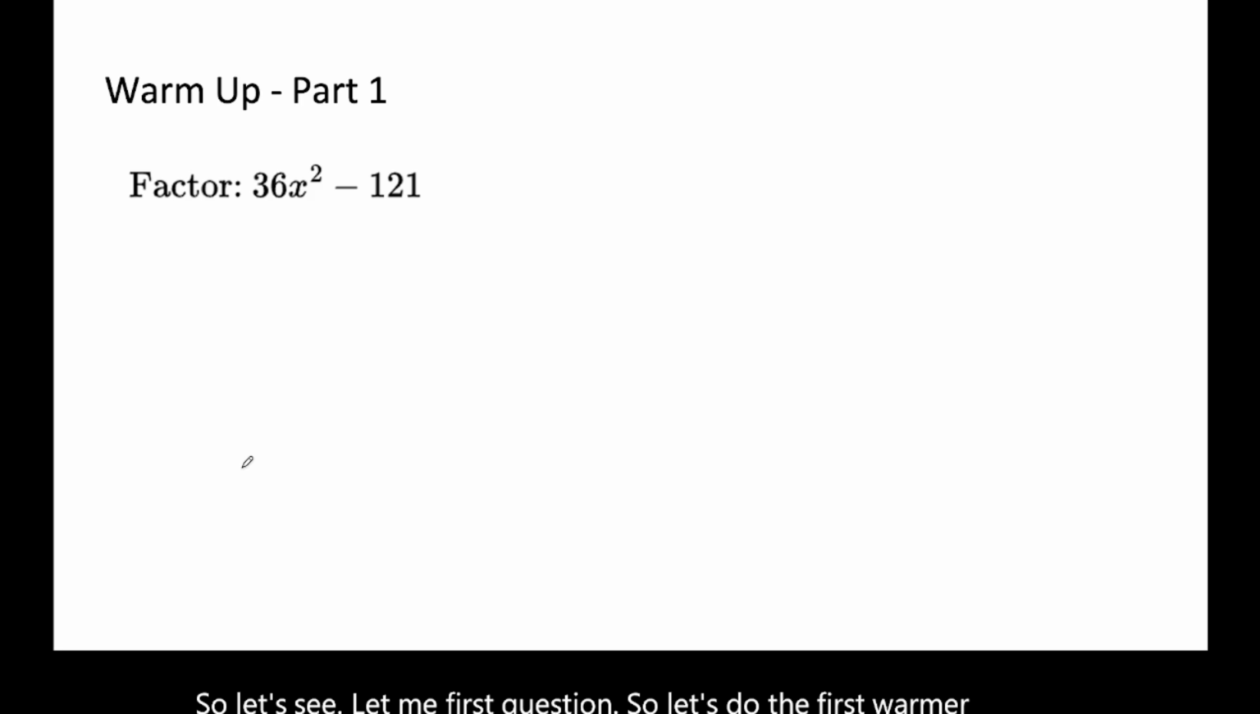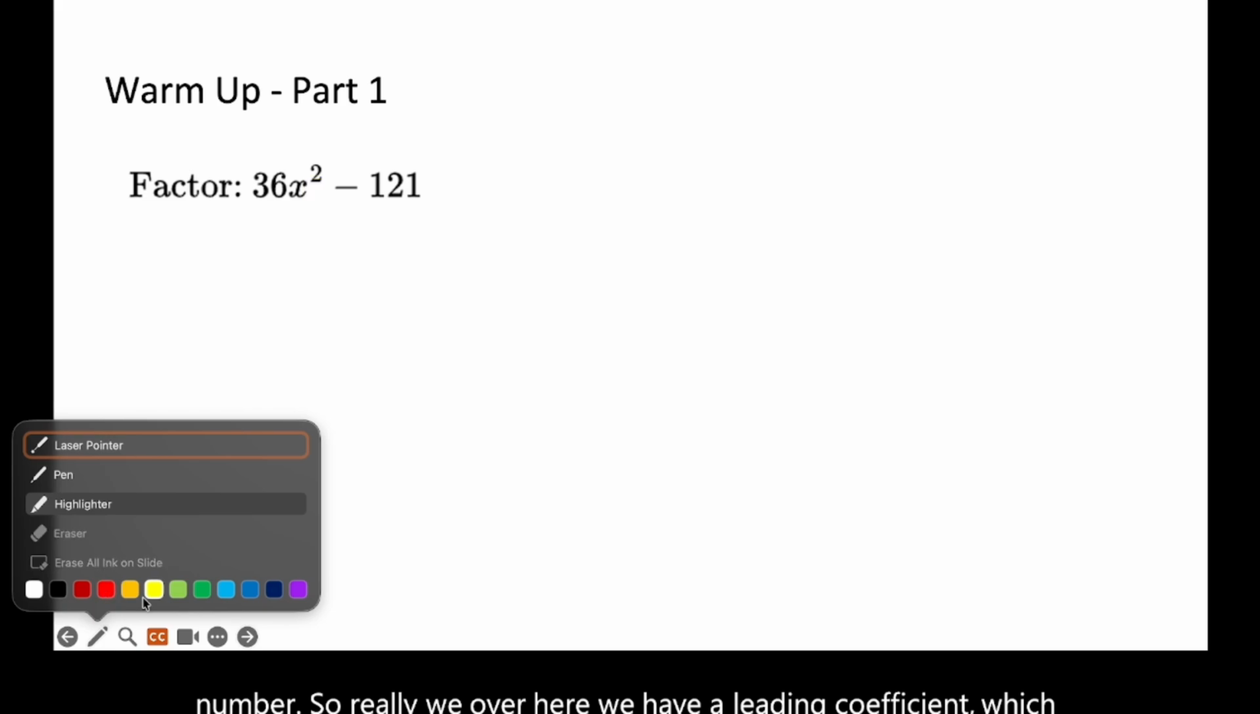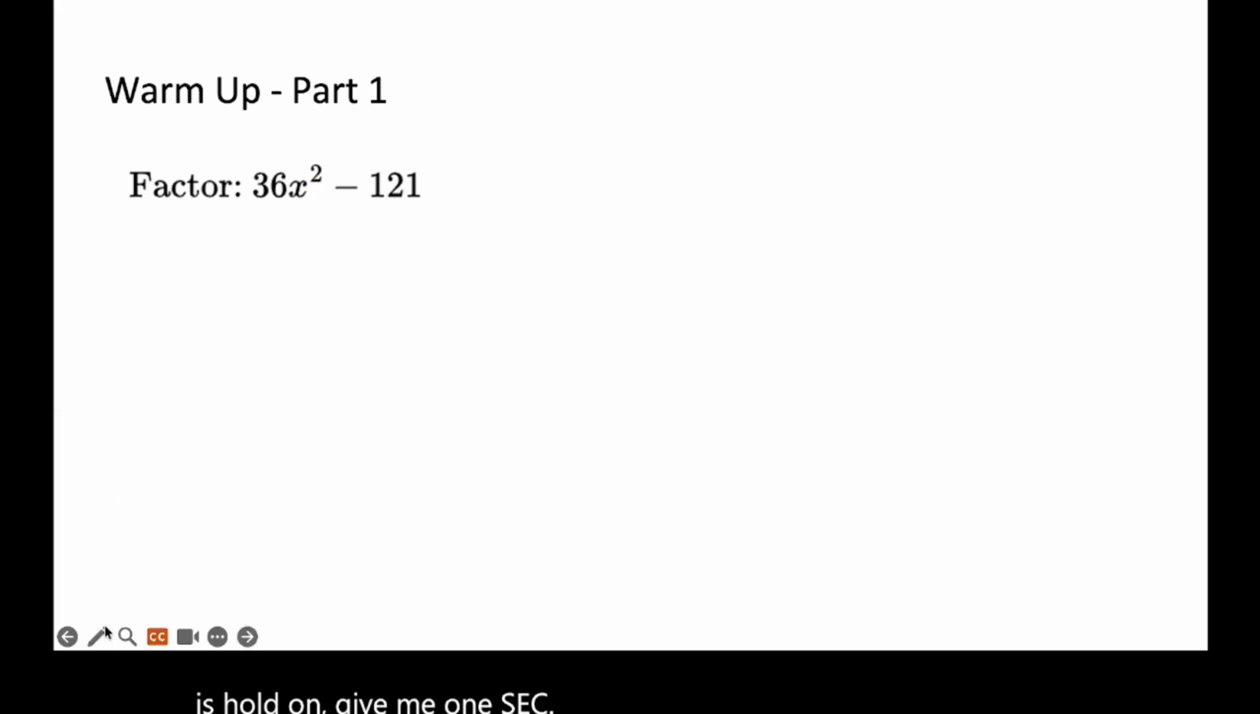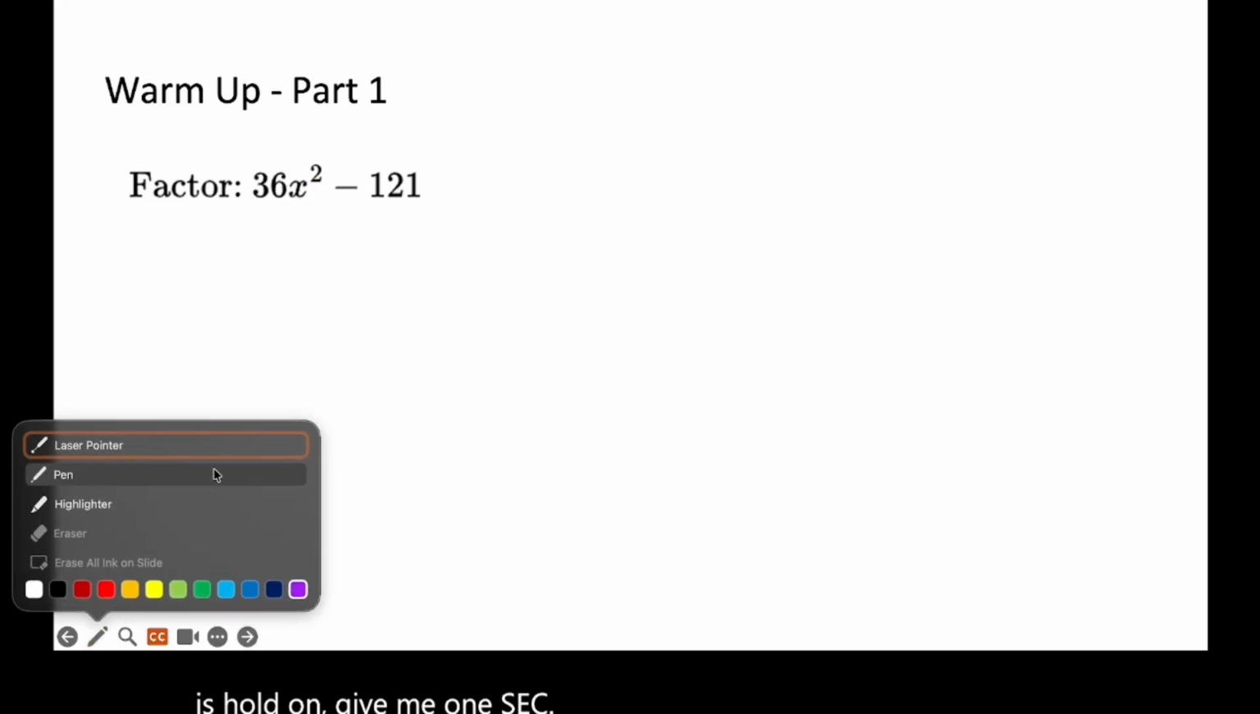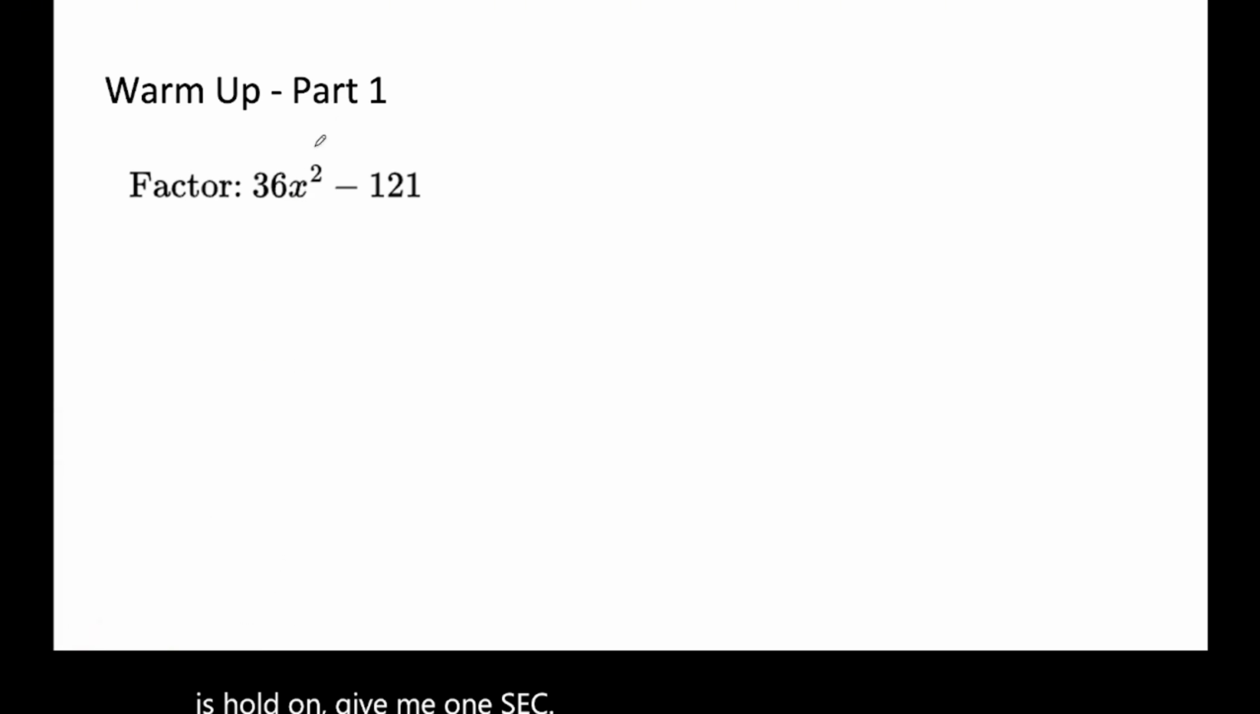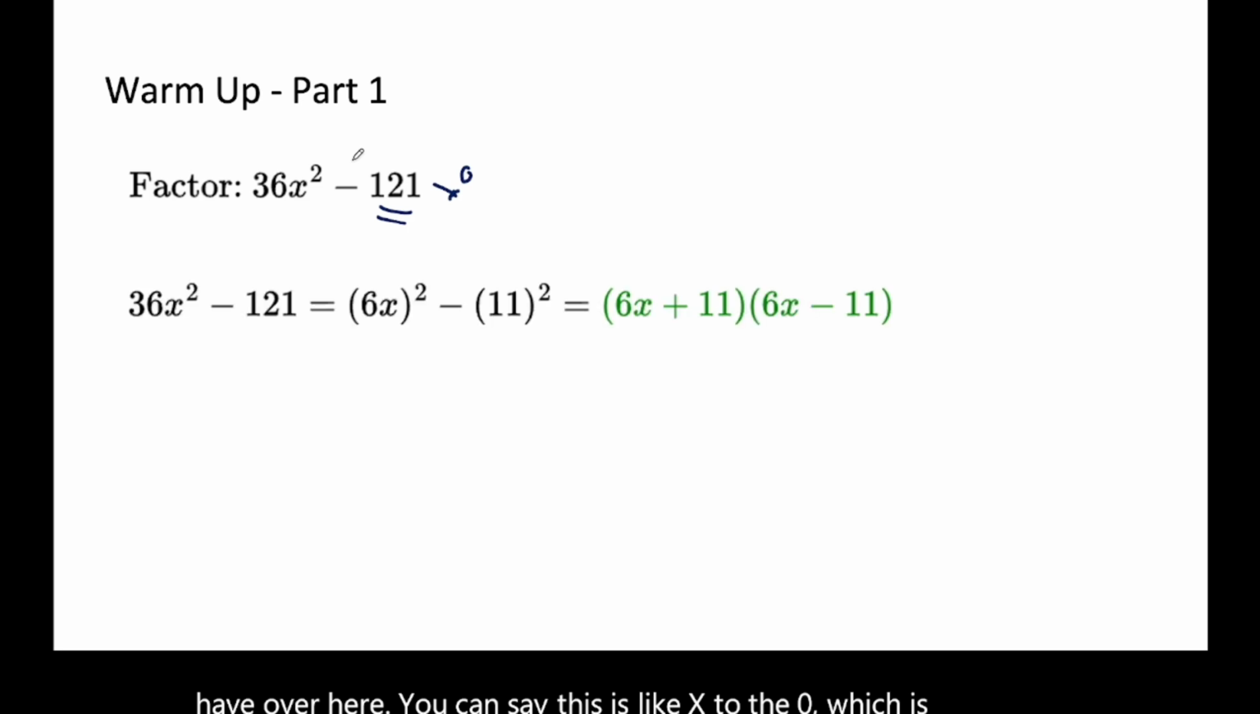So over here we have a leading coefficient, a constant, and a degree of 2. That's the highest degree term that we have over here. You can say the constant is like x to the 0, which is essentially equal to 1. But in this case, let's just try to factor this expression. So this is how we're going to factor it out.